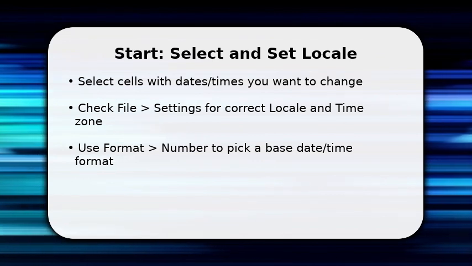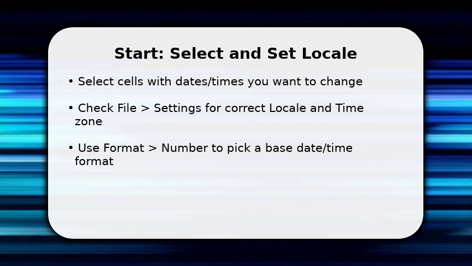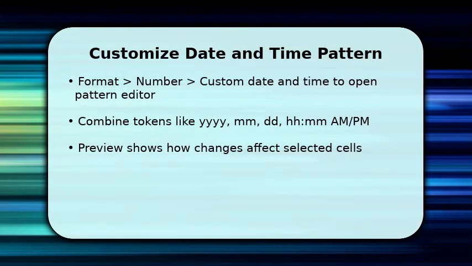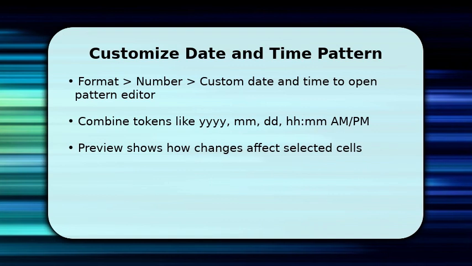This ensures Google Sheets treats entries as dates, not text, which is why these initial steps are critical before customizing formats. Now customize the exact pattern to display. Open Format, Number, Custom date and time. You'll see tokens like YYYY, DD, and HH, MM, AM/PM. Drag or type tokens to build the pattern you want.